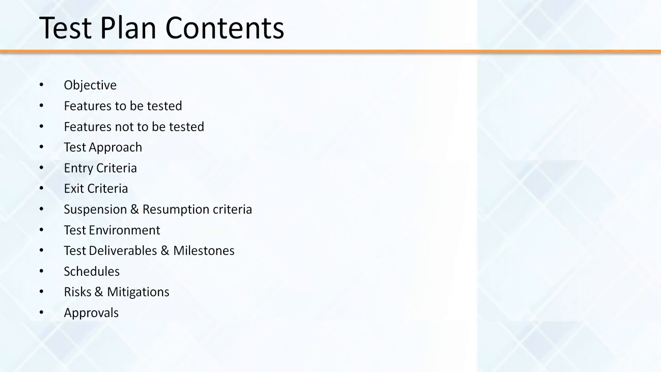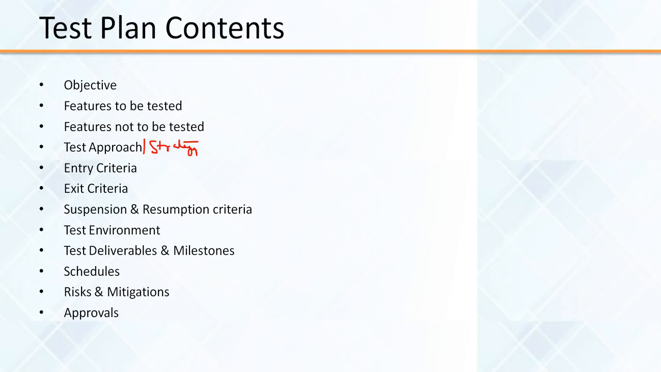Now we will see detailed information. What does the test plan contain? The main objective of the test plan, features to be tested, features not to be tested, and the test approach, which is also called the strategy. Then entry criteria, exit criteria, suspension and resumption criteria, test environment, test deliverables and milestones, schedules, risks and mitigations, and approvals. All this information will be in the test plan document.